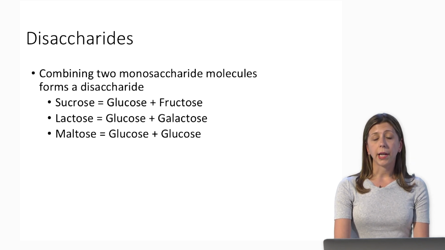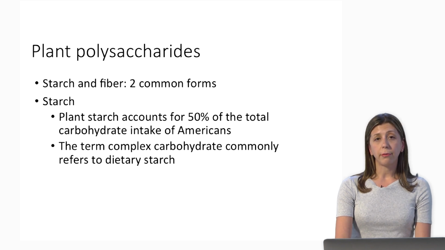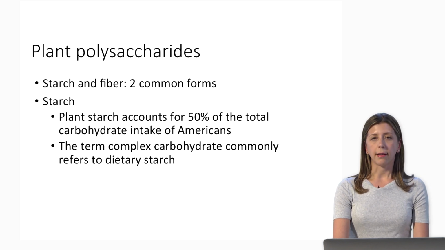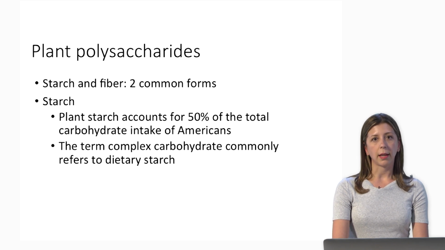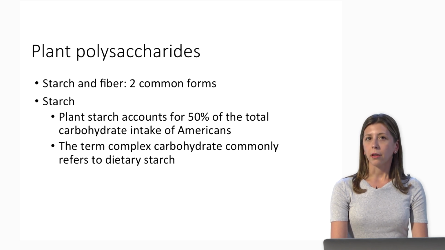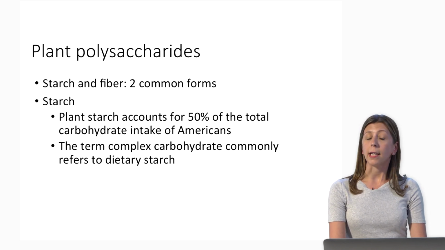Plant polysaccharides. So now we're getting into these complex carbohydrates. There's two major forms when I think about polysaccharides and how I was taught about them. There's starch and fiber. So we'll start with starch. Starch is really abundant in plants. It accounts for pretty much 50% of the total carbohydrate intake of all Americans. And the term complex carbohydrate pretty much refers to dietary starch.